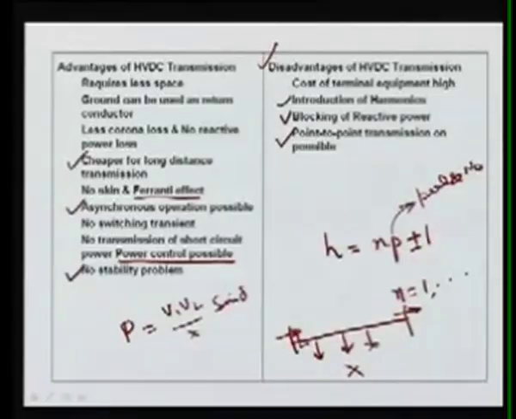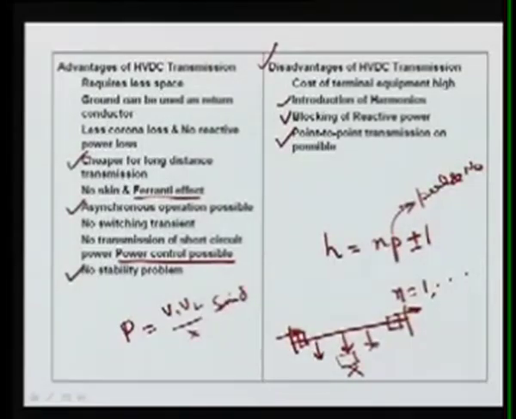Why is it so? Because the control of this converter station and this converter station operate synchronously. Means the information here and here must be the same. We require a very strong communication link between these two converter stations. So if power is being tapped here, then we have to coordinate with another converter station.